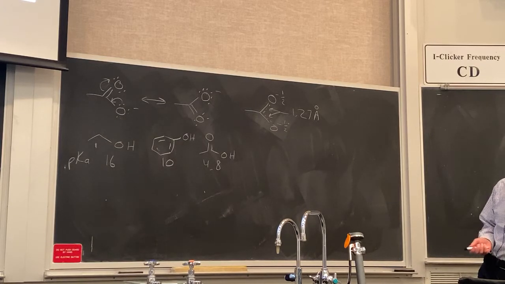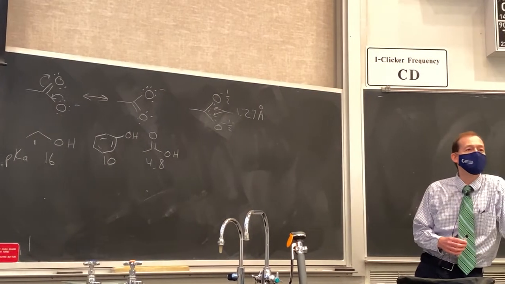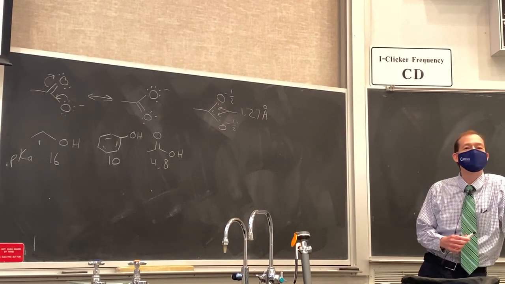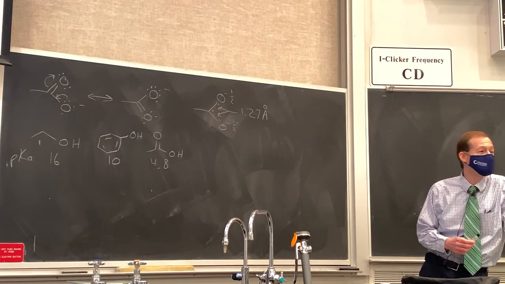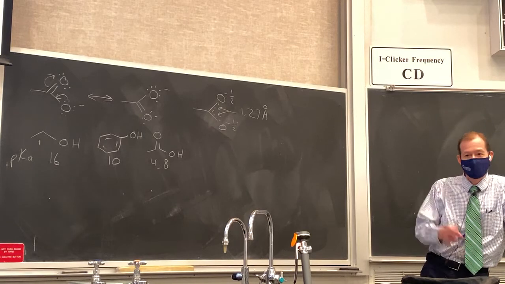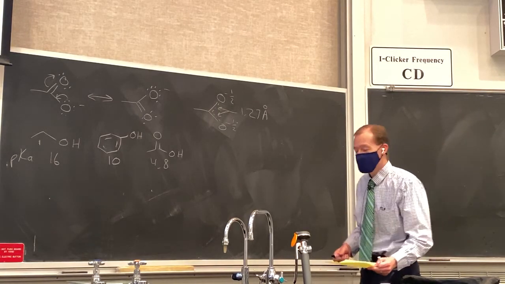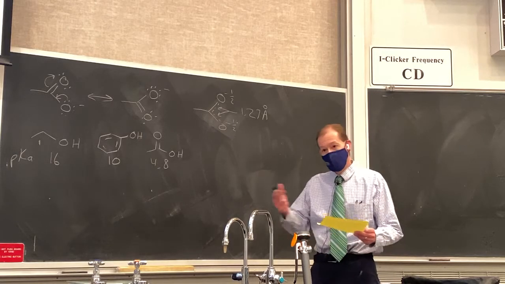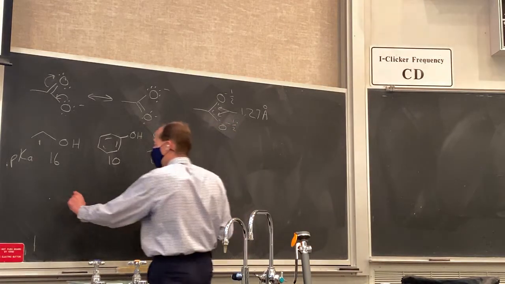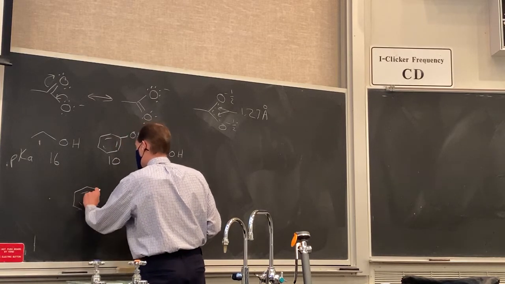Why is phenol significantly more acidic than ethanol? Who can raise their hand and tell us? Okay, great. Resonance can delocalize the lone pair of electrons throughout the ring. So we want to look at the structure of the conjugate base. Let's draw the conjugate base of phenol. It's known as phenoxide.